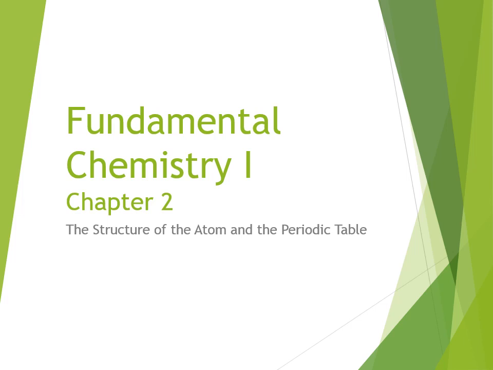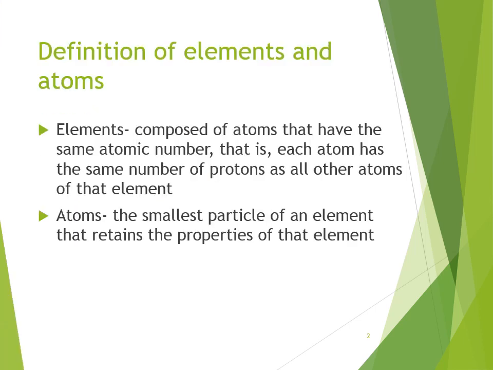In Chapter 2, we're going to be covering the structure of the atom and the periodic table. We're going to start out by defining elements and atoms. So the definition of an element are, of course, all of the elements that you see on the periodic table. In this chapter, we'll be starting to familiarize ourselves with the periodic table, the elements, and the trends.